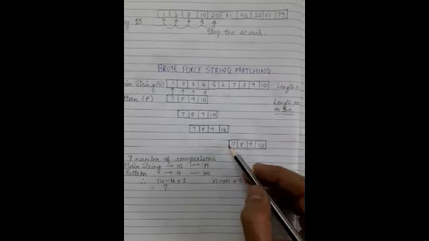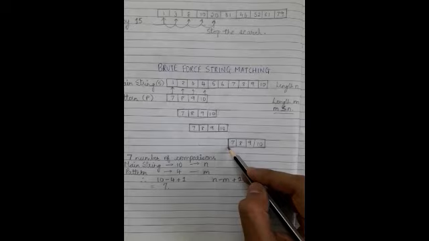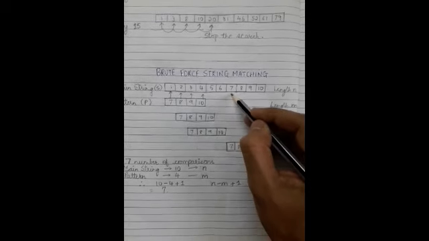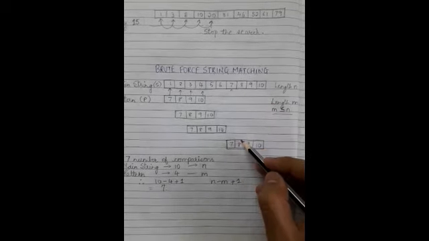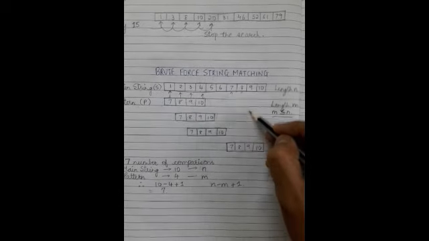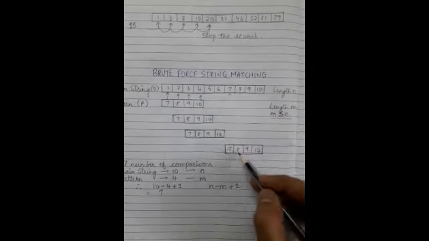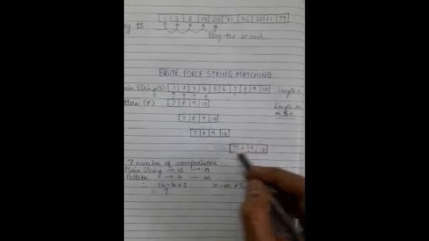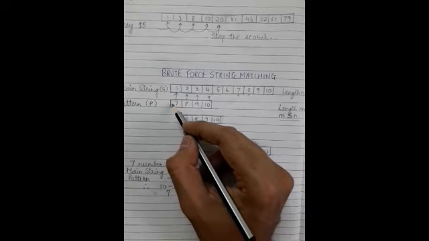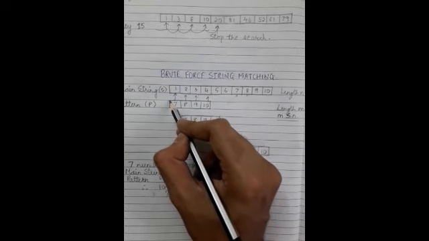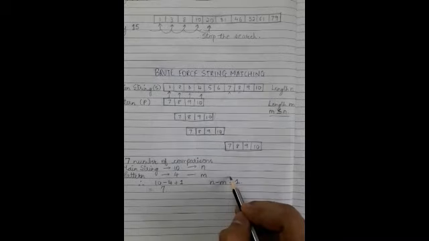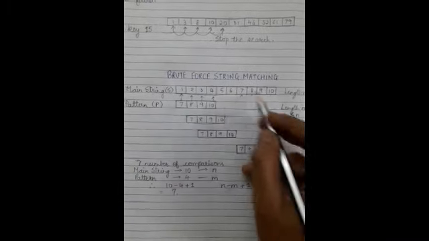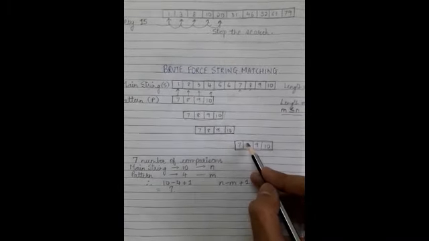So it will go on shifting till we reach here. So 7 is matched with 7. Yes, there is a match. 8 is matched with 8. There is a match. This character 9 is matched with this. It's a match. 10 is matched with 10. So it is a match. So this process will go on happening right from the first position till we reach the end of the array. So this is how the brute force string matching algorithm works.